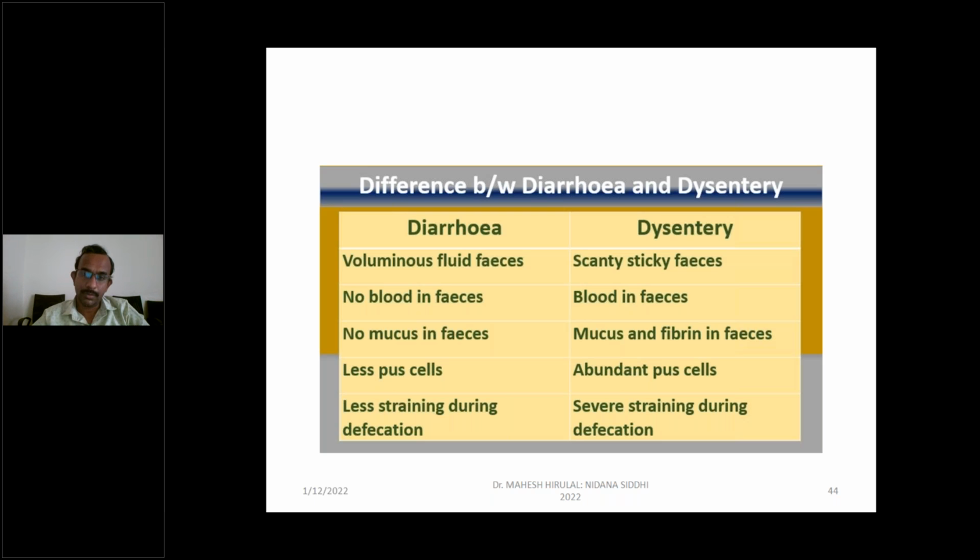Okay, so there is a classical difference between diarrhea and dysentery. In diarrhea, voluminous liquid fluid feces will be expelled out. In dysentery, scanty sticky fecal matter will be expelled out.